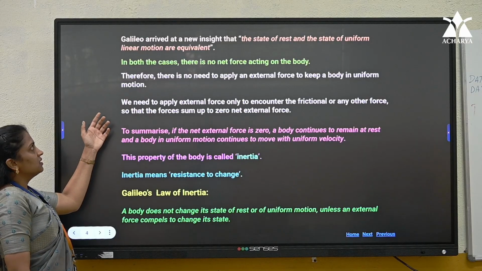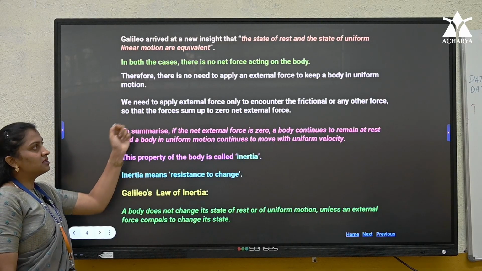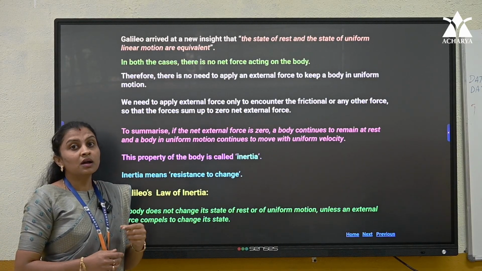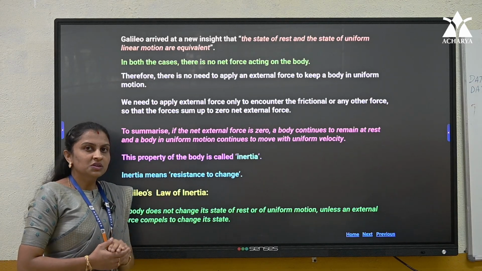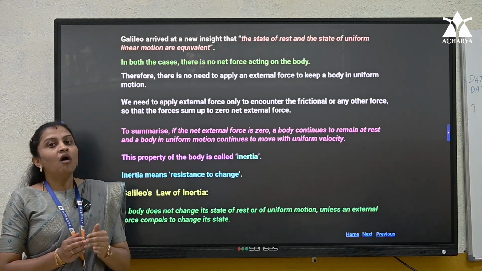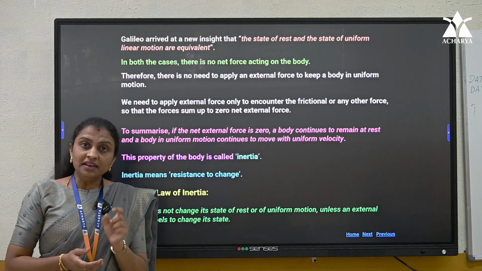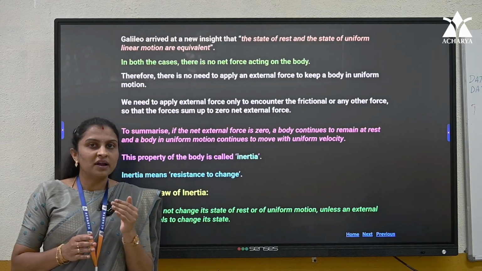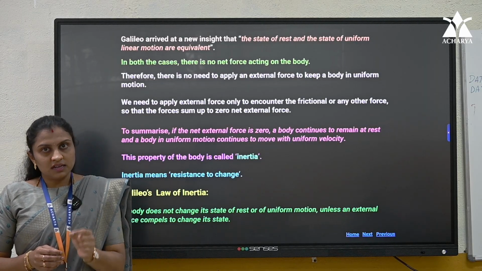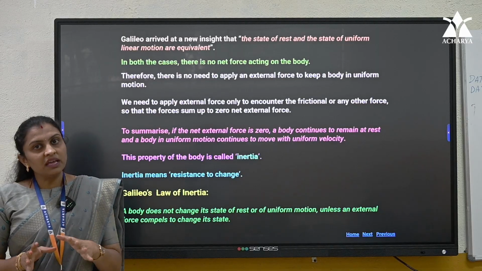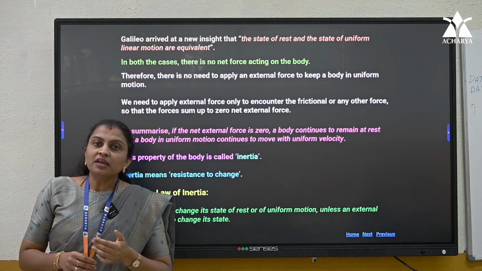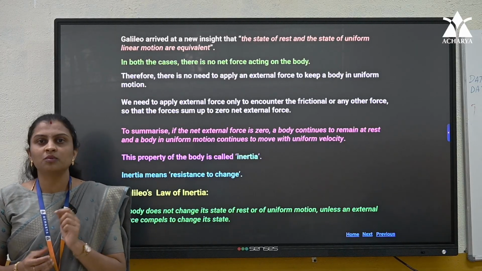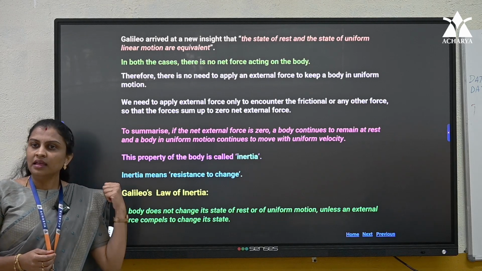Galileo arrived at the new insight that a body is at rest or in uniform motion unless compelled by an external force. Suppose a body is at rest or in uniform motion: if you are not applying a force on that body, and it is at rest, it remains at rest. If you are not applying a force on a body in uniform motion, it remains in uniform motion. This statement was given by Galileo.